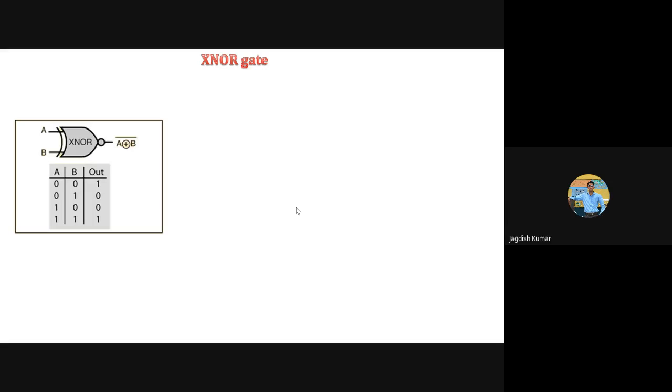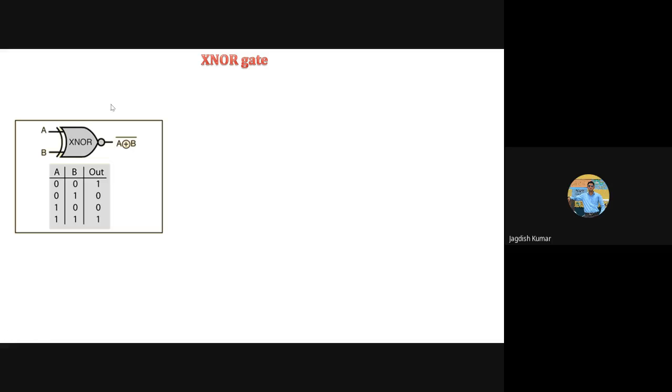next type of gate is the exclusive NOR gate. Now, as we have the exclusive OR gate, as the name indicates here, XNOR gate is nothing but an exclusive OR gate appended with a NOT gate. So this represents the exclusive NOR operation. And here is the Boolean expression for this, I mean A exclusive OR B whole bar. So this is representing the exclusive NOR gate.